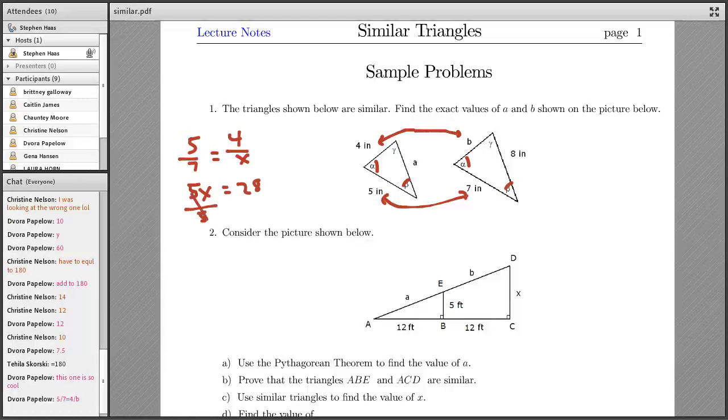Divide each side by 5. And if you divide 28 by 5, you get x equals 5.6. So B would be 5.6. How about A? How would we figure out A?